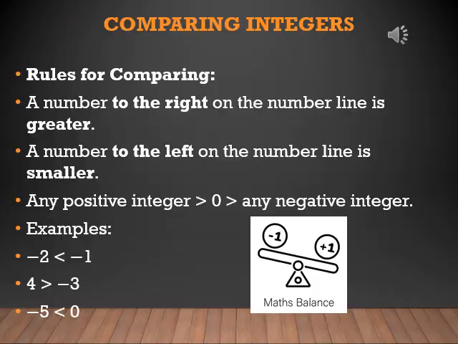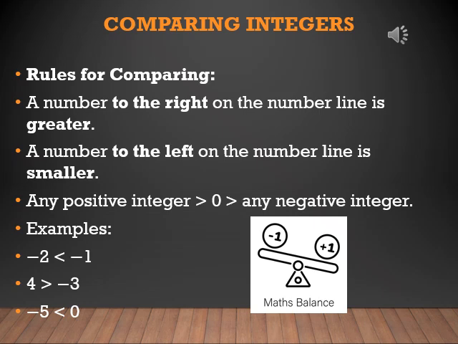To compare integers, we use the number line rule. The number that is on the right side is always greater. The number that is on the left side is always smaller. This rule works for all integers. Now, comparing positive integers. These behave like normal numbers. 5 is greater than 3 because 5 is to the right of 3. 9 is greater than 2 because 9 is bigger in value.